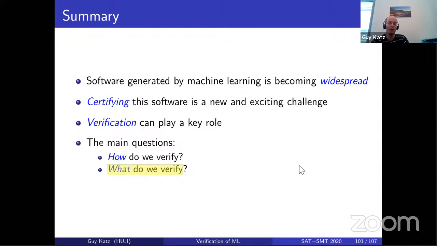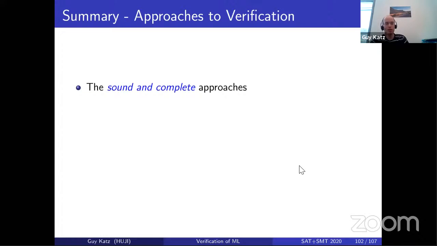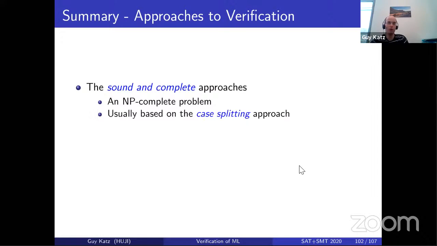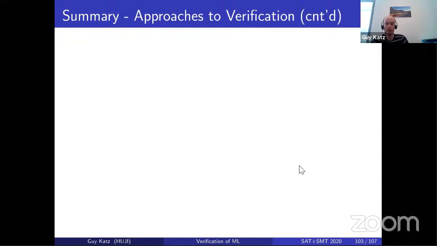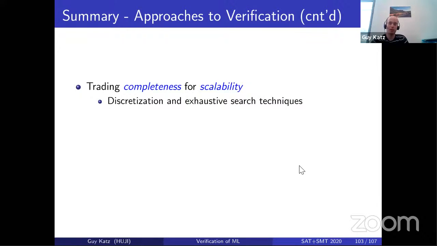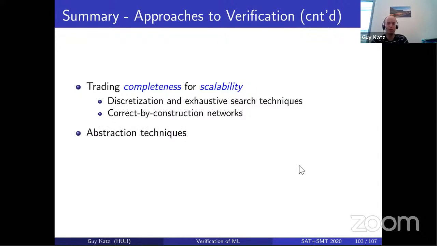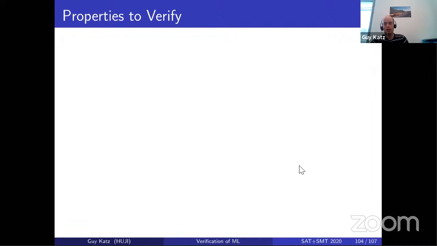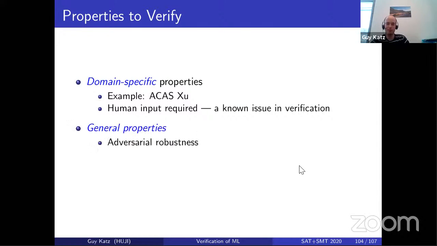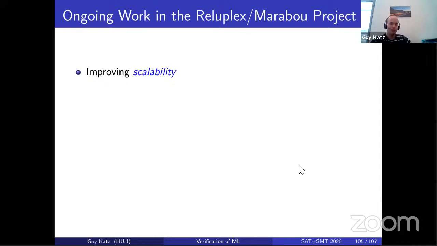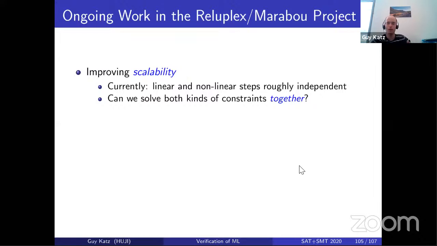When we return from the break, we will talk a little bit more about what to verify and how to apply this technology. When we talked about the approaches that people have proposed, we saw the sound and complete approaches, which try to solve an NP-complete problem and usually do this using case splitting. We saw that they can be improved with deduction steps, splitting heuristics and local optimization steps. We also briefly mentioned some approaches that trade away completeness in order to get better scalability: DLV and the discretization approach, and there are also correct-by-construction networks and other things we didn't talk about. As for properties to verify, we will talk about that after the break, so I will skip this slide. I also briefly mentioned that we have this project called Marabou, which is an improvement of Reluplex, in which we are improving the scalability of the approach along various axes. And we also talked a little about proof certificates, which we are trying to implement as well.